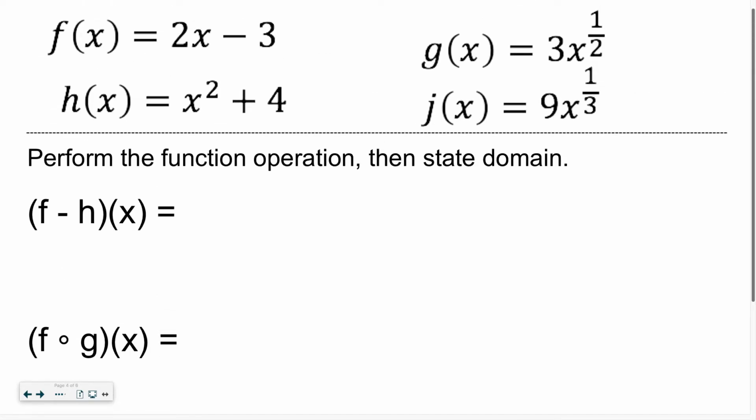Okay, so we're going to start with f minus h of x. f minus h of x. So it's saying take f of x and subtract h of x. So write down what you think you're going to be doing. f of x minus h of x. If you can do any kind of simplifying, combining like terms, multiplication, those types of things, you should do it.